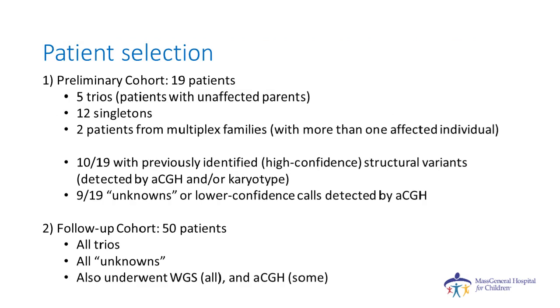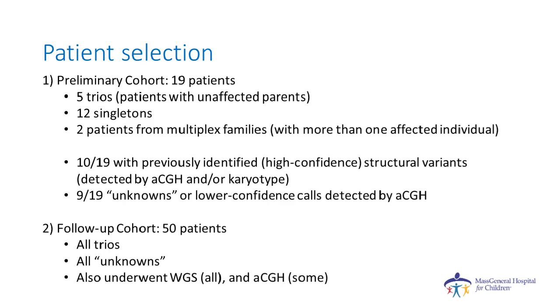So we actually did this in 2 different batches. We had a preliminary cohort, which was just 19 patients, and that included 5 trios. These are patients along with their unaffected parents. I'm going to talk to you a little bit about the power of the trio approach. So that allows us to identify de novo structural variants, or de novo structural variants are thought to be more likely to be pathogenic versus those that are inherited.